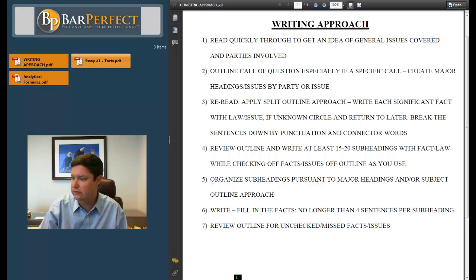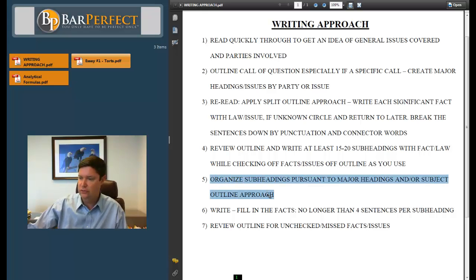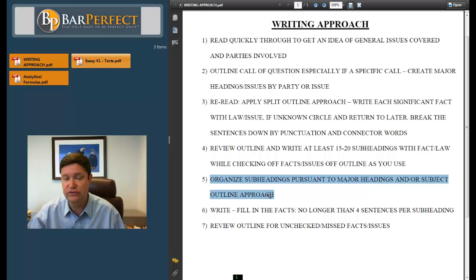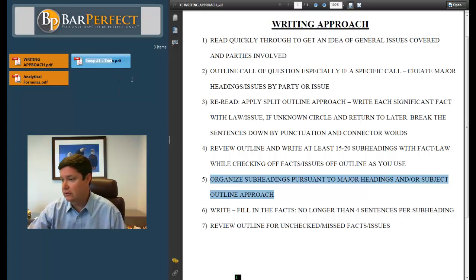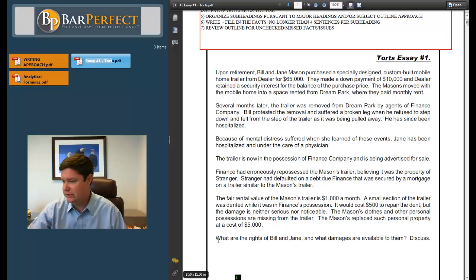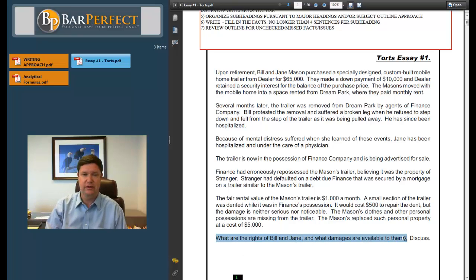Okay, so then you're going to organize the subheadings pursuant to the major headings, or your subject outline approach. Okay, so you're going to start. This was pretty basic. We've got torts here, and they didn't really give us a guide as to how to start. It's just what are Bill and Jane's rights, and what are the damages available to them. Okay, so you need to reach back into your outline approach, which we can provide. So whenever we have torts, you start from your intentional torts, and you go all the way down your checklist, all the way to the miscellaneous torts or defamation, however you ended up.